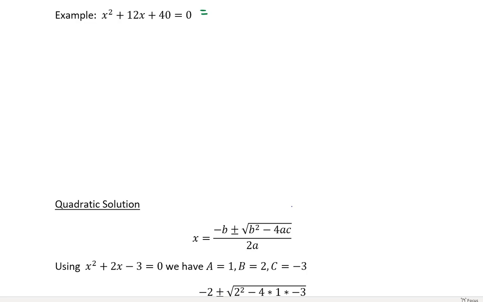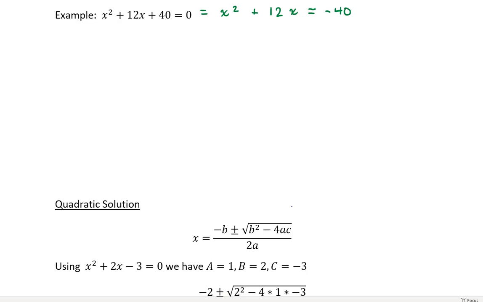So I'm going to go ahead and move my old c over. So I'm going to have x squared plus 12x. And going forward, I'm going to leave a big old space, and then we'll talk about what we're doing. But for the moment, I'm just going to say equals negative 40.